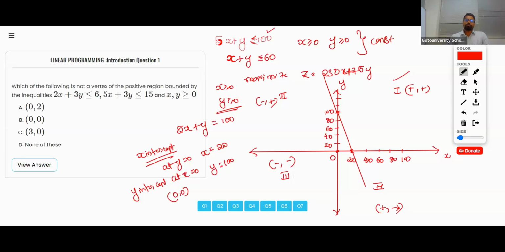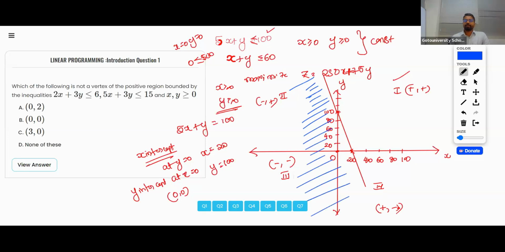and check. If you put x equal to 0 and y equal to 0, we get 0, which is less than or equal to 100. That means our region is on this side of the equation. Just remember, our particular region will be completely on this side of the line, including this part.